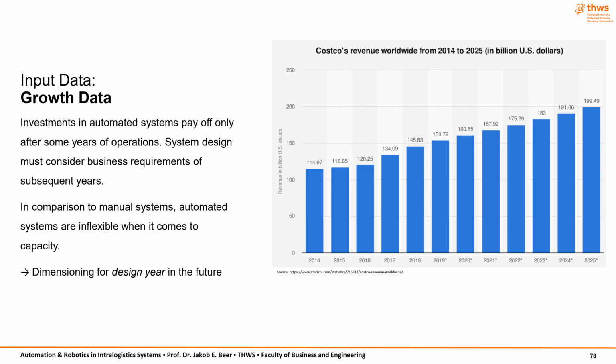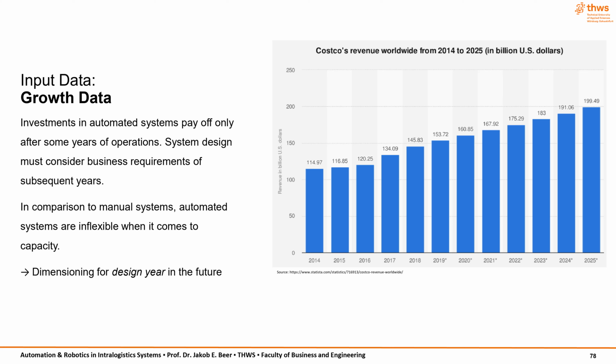Let's continue our discussion of input data. Next up, growth data. When we design automated systems, especially those that are capital intensive and highly integrated, we must not only look at today's requirements, we also have to look ahead. And that means factoring in projected business growth. Why is this so important?